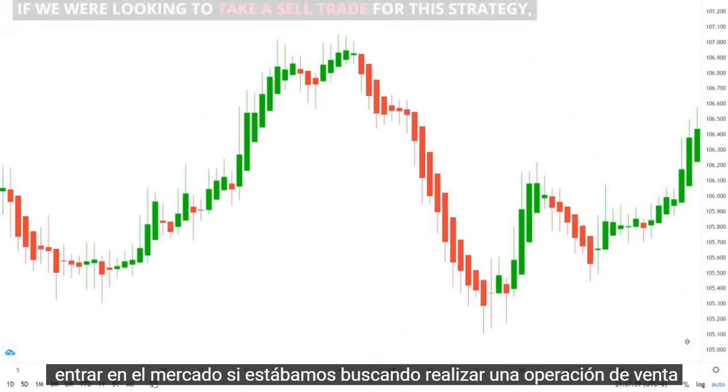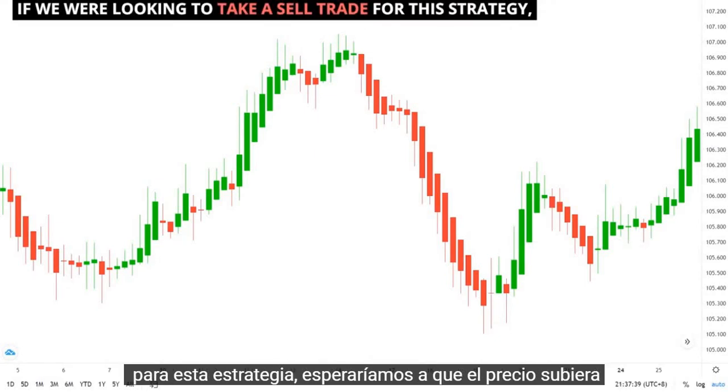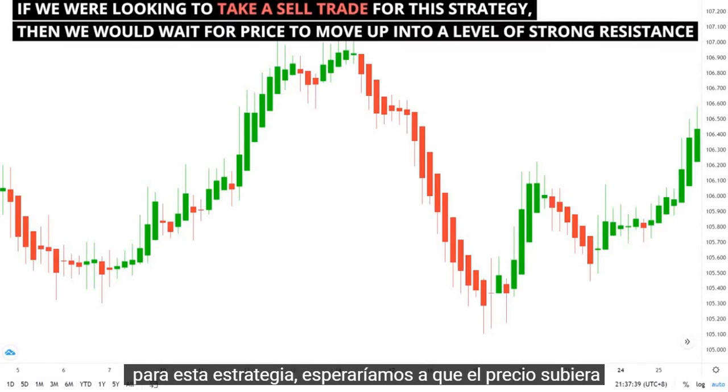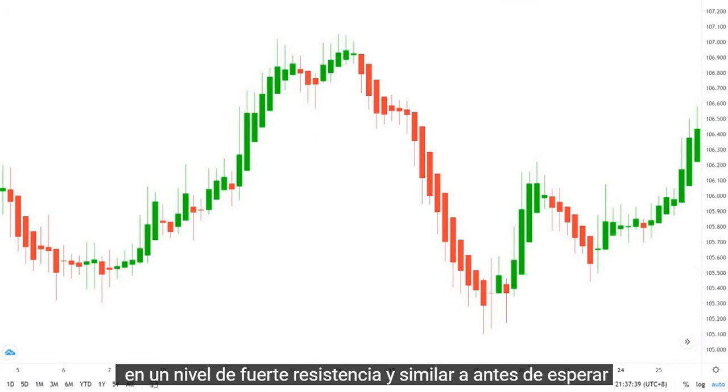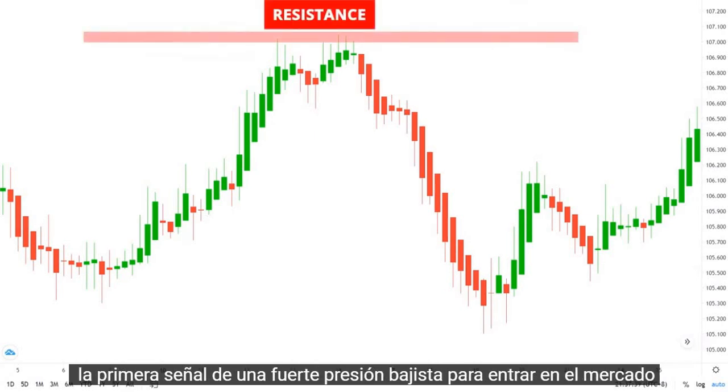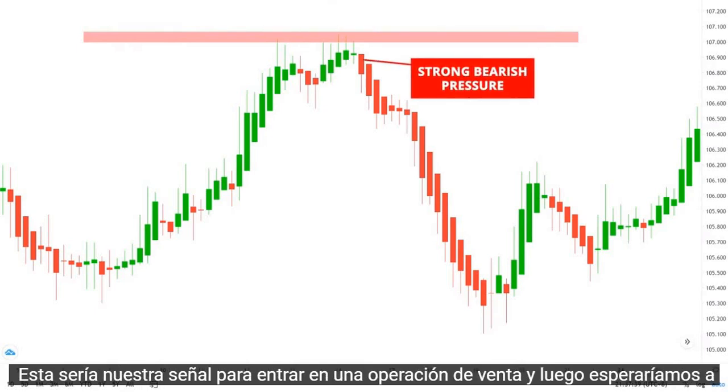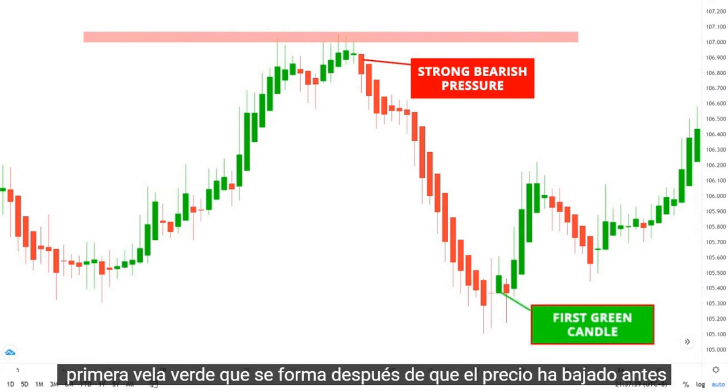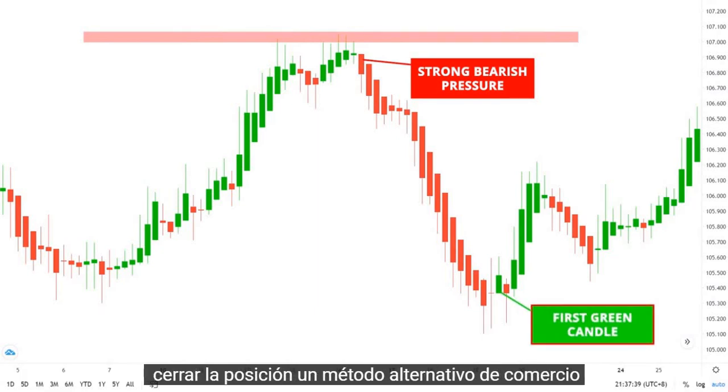If we were looking to take a sell trade for this strategy, then we would wait for price to move up into a level of strong resistance. And similar to before, we would wait for the first sign of strong bearish pressure to come into the market. This would be our signal to enter a sell trade. And then we would wait for the first green candle to form after price has moved down before closing the position.